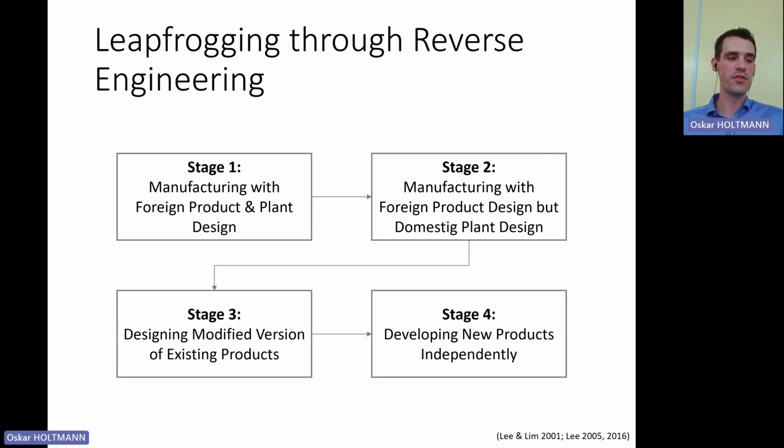So in this process of reverse engineering, you usually have a sequence of, in the first stage, just manufacturing with foreign product designs and plant designs. So basically just assembling products. In the second stage, then manufacturing products still based on foreign product design, but with domestic plant design. In the third stage, then designing modified versions of existing products, so imitative products. And in the fourth stage, developing new products totally independently and products that hadn't been there before.